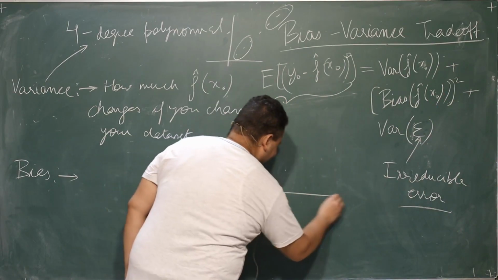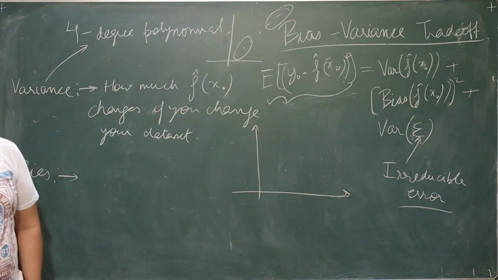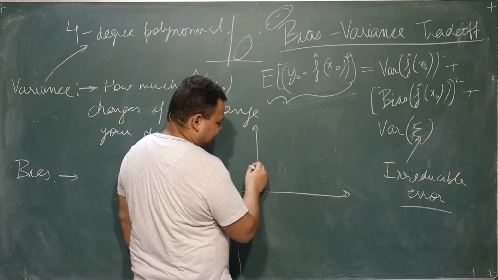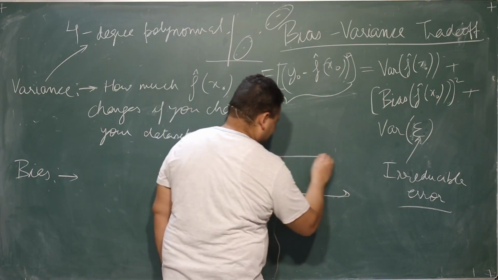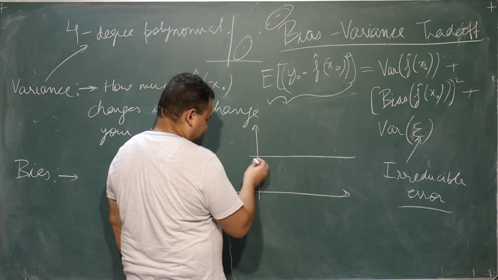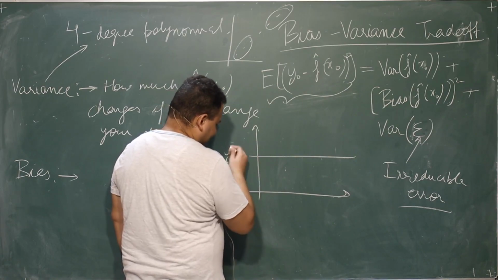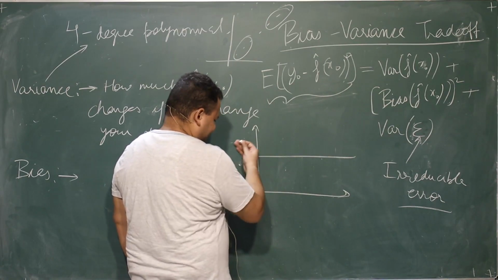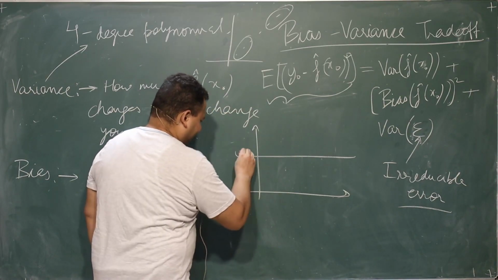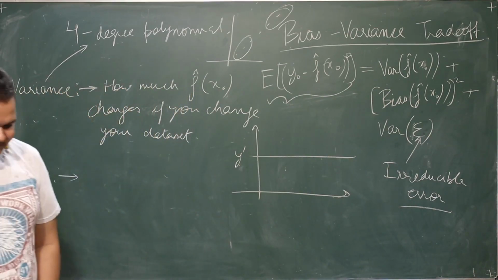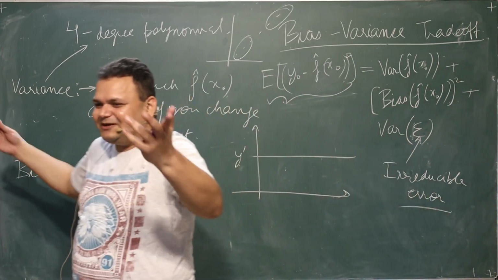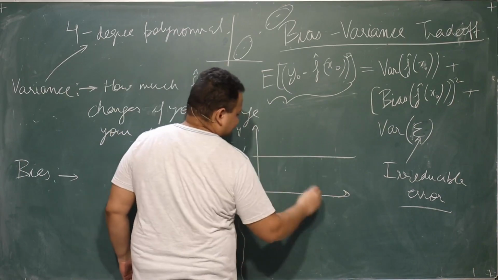Let us say I choose a function like this. Let us say my function looks something like this. Let us call this y prime. So if your function stays at the same value y prime throughout, irrespective of the value of x, where this is y and this is x.